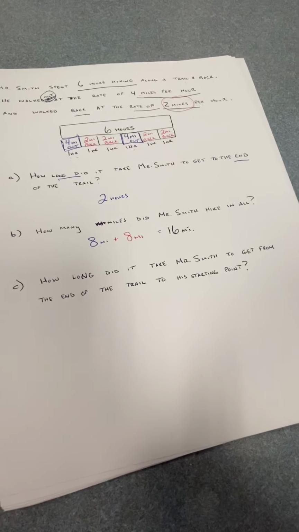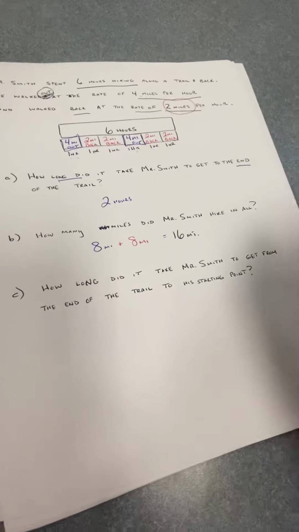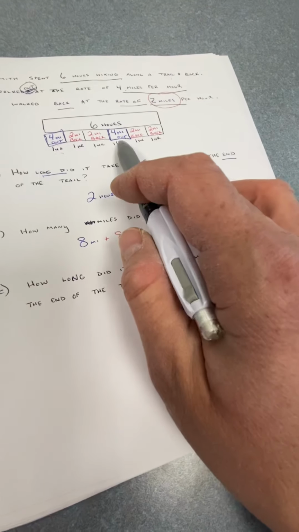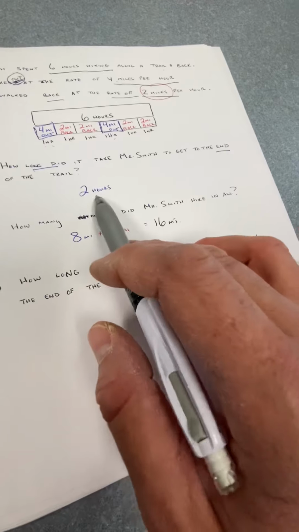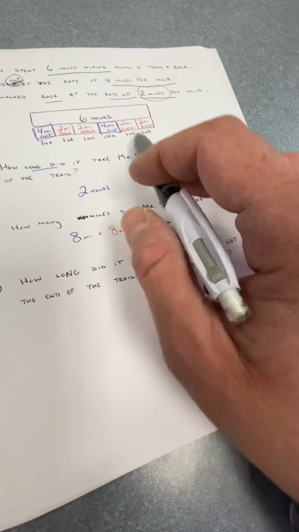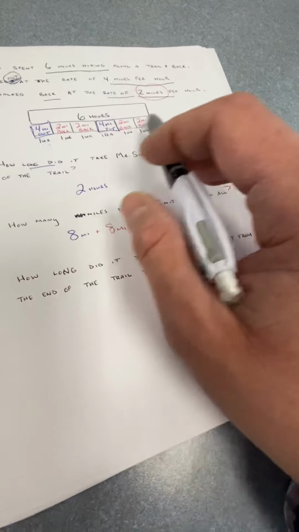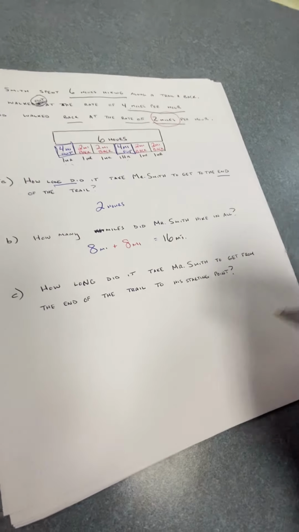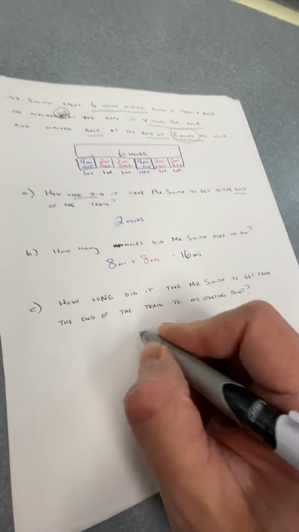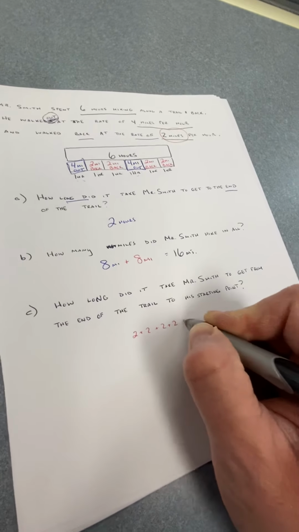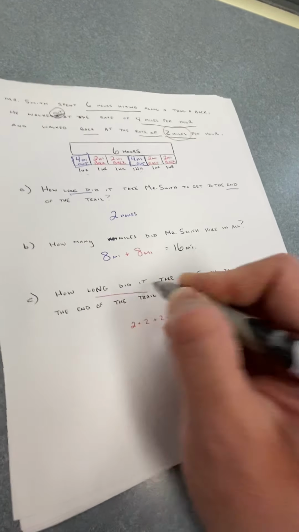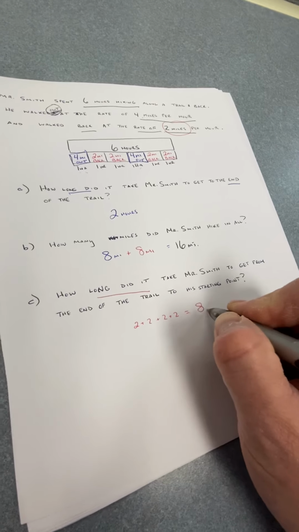And then the last one is, how long did it take Mr. Smith to get from the end of the trail to his starting point? So he went out 8 miles, and it took him 2 hours to do that. But when he came back, it took him 4 hours to come back because he's doing it in 2 mile clips every hour. So if you want to show 2 plus 2 plus 2 plus 2, how long did it take? Again, the keywords are how long.